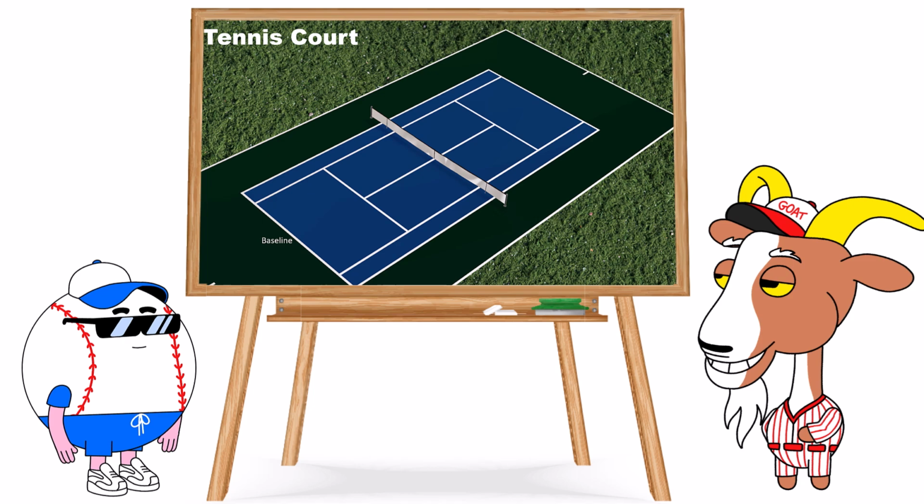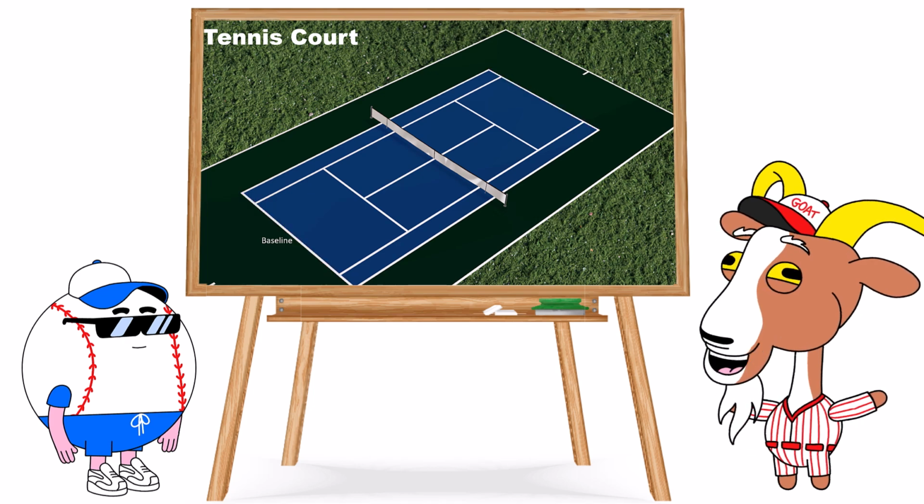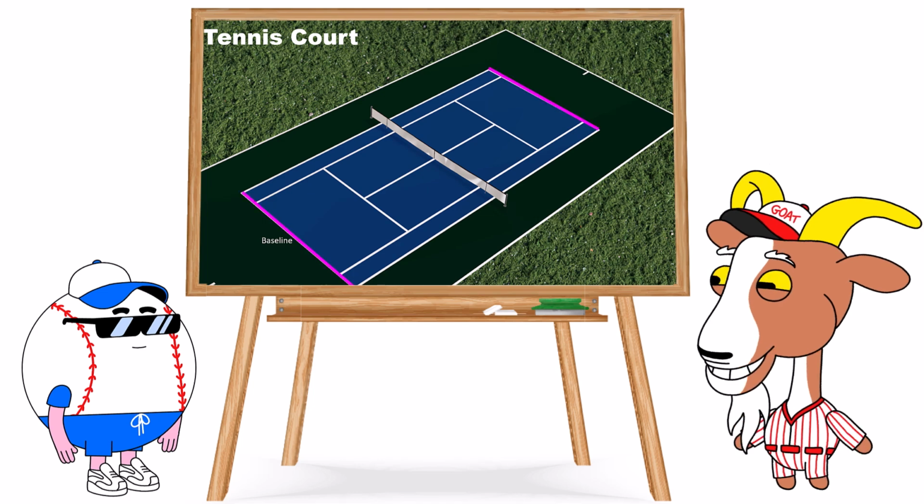First, we have the baseline, which is the farthest line from the net on each side of the court. This is where players typically stand to start each point.